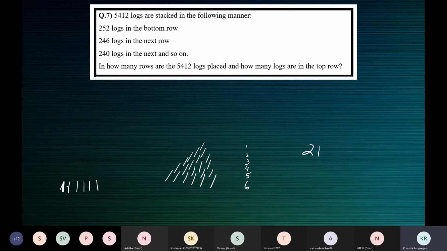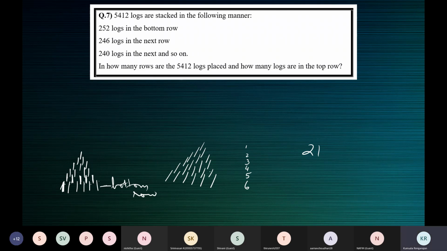Then on top of that, I'm not able to show you above it, so I'm just drawing the lines in the middle. This one is the bottom row. Above that, between these 2 logs, you place 1 log, right? That's how you can stack it. So 5 logs you place here. Then 1, 2, 3, 4 logs. 1, 2, 3 logs. 1, 2, and then 1 log.